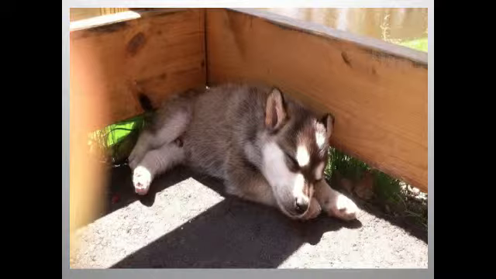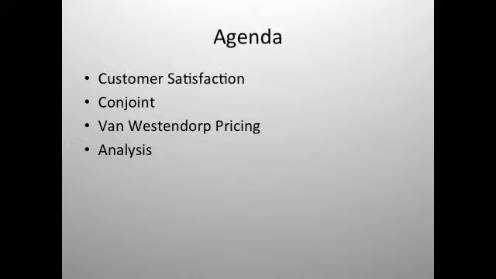Alright, let's go. On the agenda, first we're going to talk about customer satisfaction objectives, then we're going to go into conjoint analysis, or how customers make decisions, and finally we'll go over the acceptable price range using the Van Westendorp pricing model, and in conclusion, our analysis.